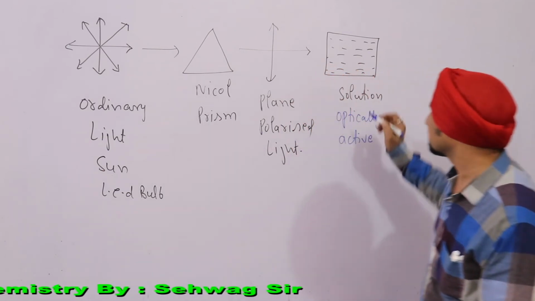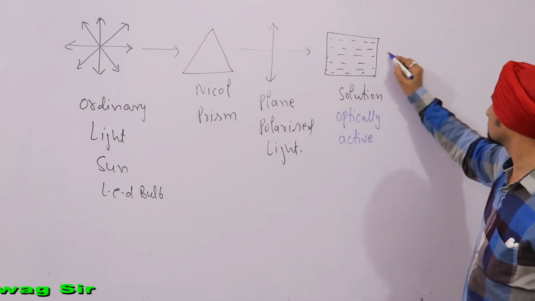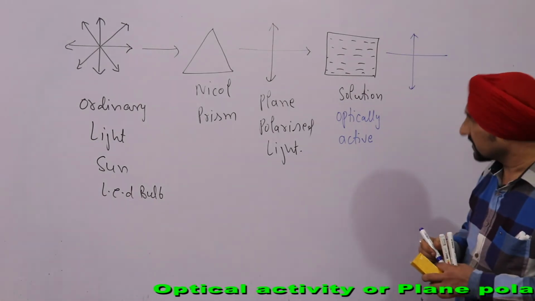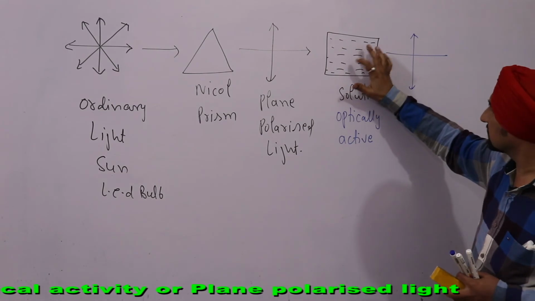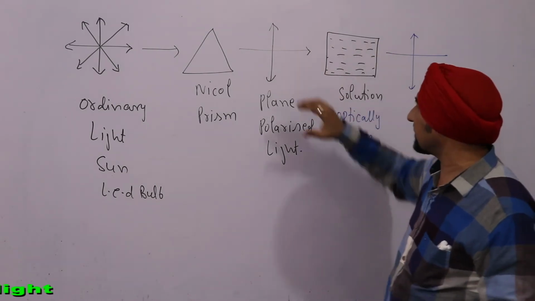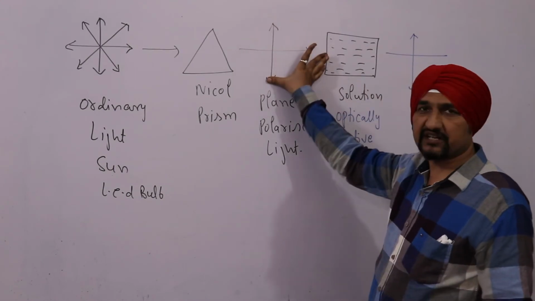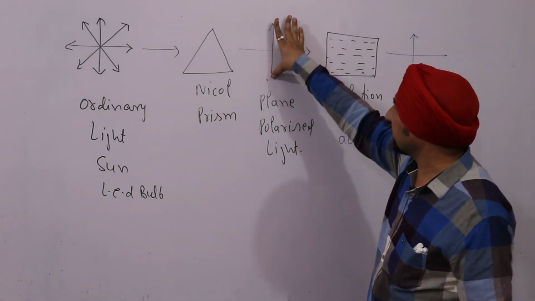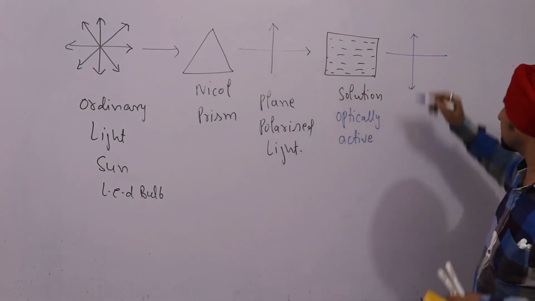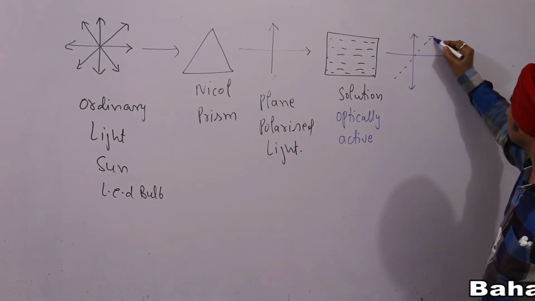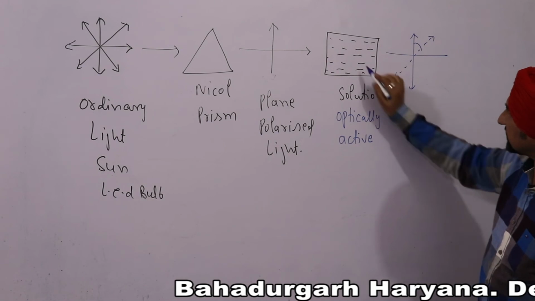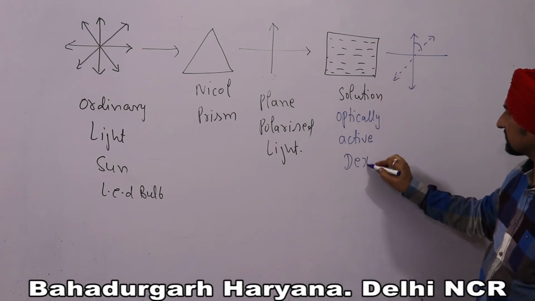Now just see, this is the initial direction. And if this solution, any solution, rotates the light in clockwise or anti-clockwise direction, this is clockwise direction and this is anti-clockwise direction. If it rotates the light in clockwise direction like this, here the plane polarized light is rotated in clockwise direction by this angle, then it will be dextrorotatory.